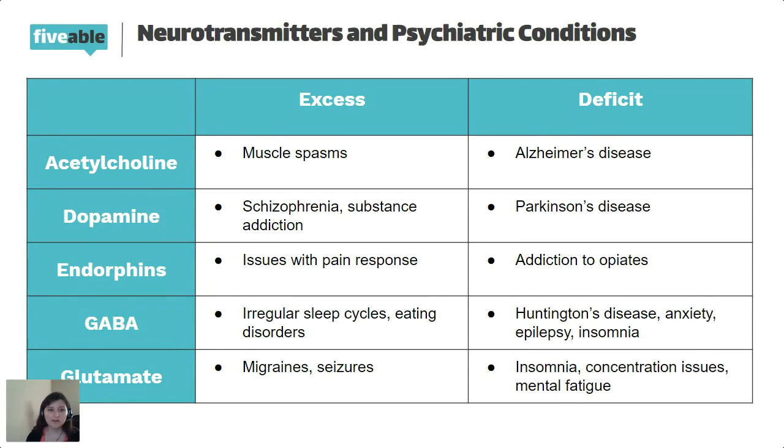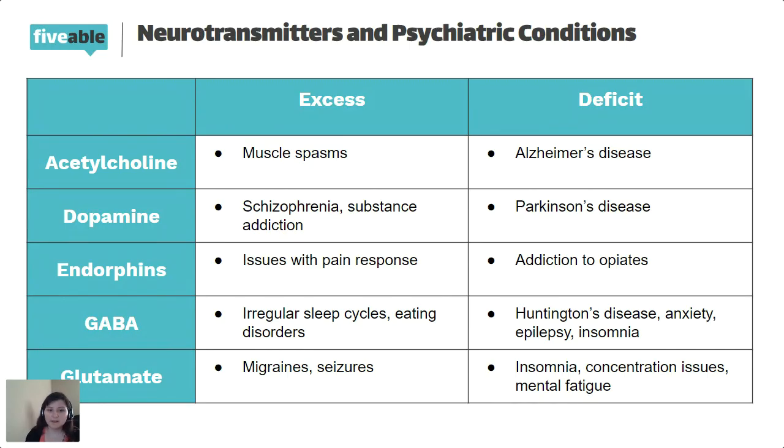Endorphins would, in excess, cause issues with pain response, as you might not feel pain at that point. There are certain conditions linked to that as well. And then a deficit may lead to an addiction to opiates because you can't regulate that pain properly, and opiates are a method of pain relief.